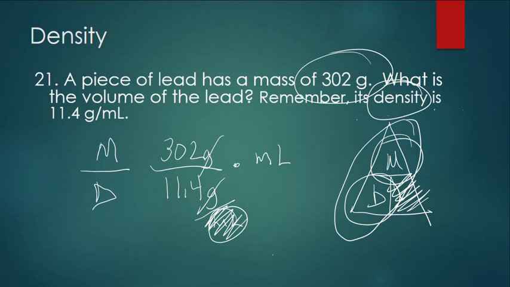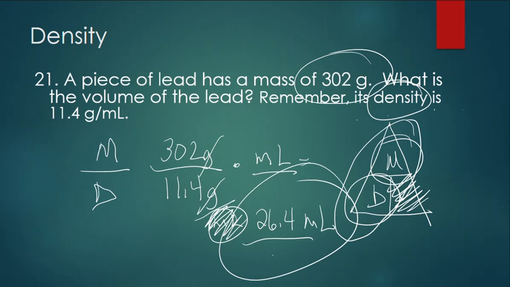So, what is 302 divided by 11.4? And the answer, all that's left is mL. Let's see, Daylin. Anybody disagree? You're good? You got the same answer? Everyone's calculating, right? Yes, sir. All right.